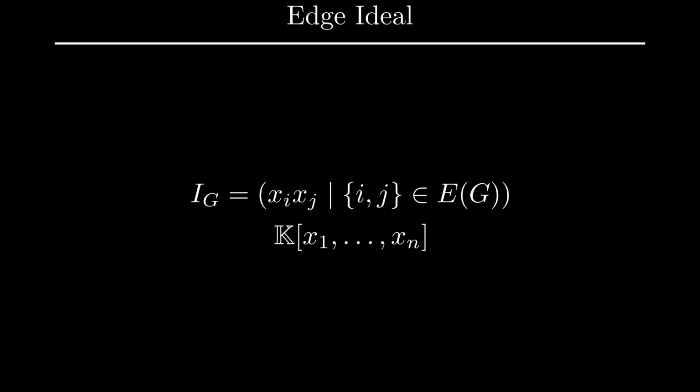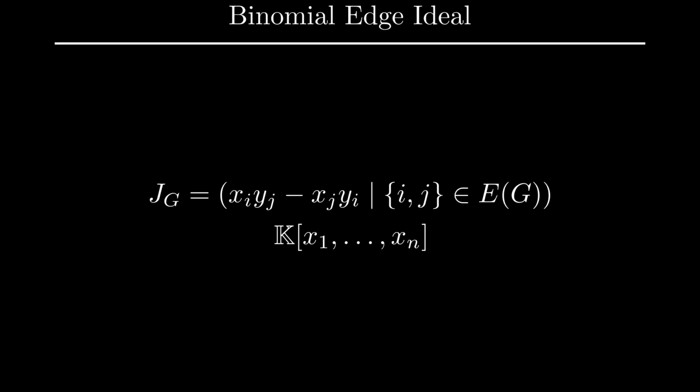Suppose that instead of constructing a monomial for every edge in a given graph, we construct a binomial. The ideal generated by this collection of binomials is called the binomial edge ideal, J_G. This construction is more complicated, since for a graph with n vertices, we have to adjoin the variables y_1 through y_n to our field k, in addition to x_1 through x_n.